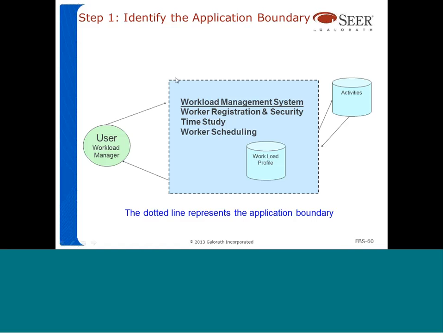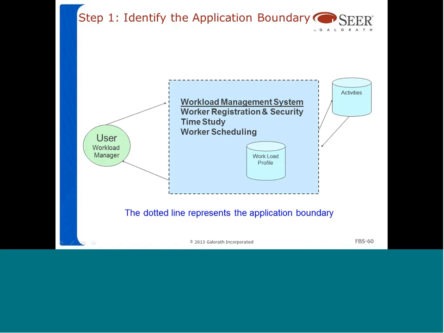So for our workload management system, we're going to have an internal data file that is called the workload profile. This is where the activities are associated to the employees. So that's the workload profile. But the activities are not maintained by the application we're counting. The activities are maintained somewhere else. Maybe they use Microsoft Project or Project Server or something like that to develop the activities. The application we're counting only deals with the workload profile, or the assignment of those activities to the employees. So again, we place our boundary here.